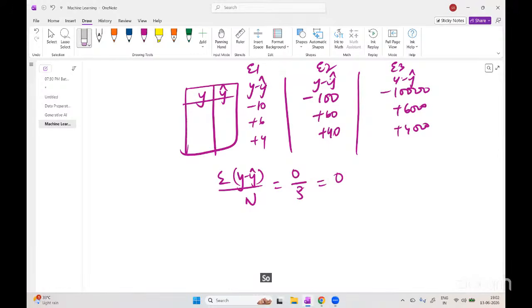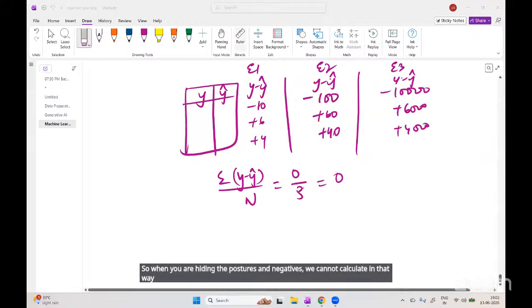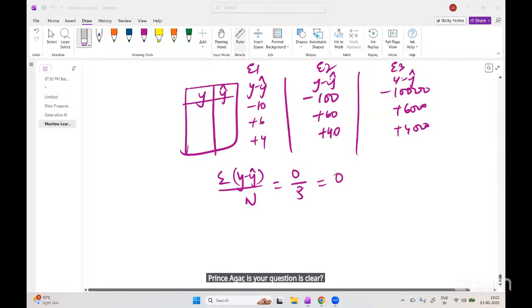So, when you are having the positives and negatives, we cannot calculate in that way. Prem Sagar, is your question clear? Why we have to convert the negatives to positive? Yes. Next, converting negative to positive can impact regression prediction. If you don't convert, that is the reason. Though we are doing this positive to negative, again we are going to convert, right?